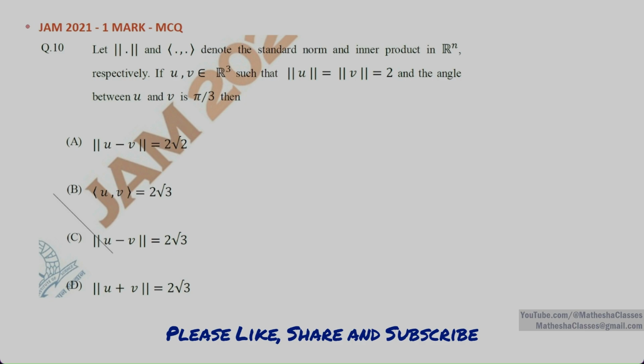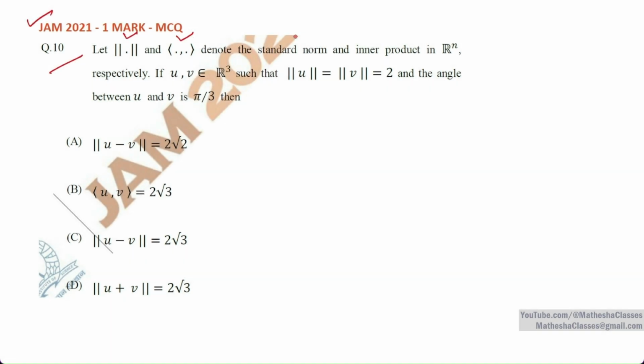Next sum from JAM 2021, question number 10. Let the two symbols denote the standard norm and standard inner product in Rn respectively. If u, v belong to R3 such that norm of u is equal to norm of v is equal to 2 and the angle between u and v is pi by 3, then which of the following four options is correct?